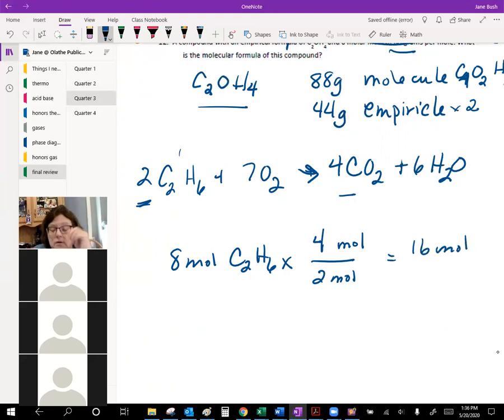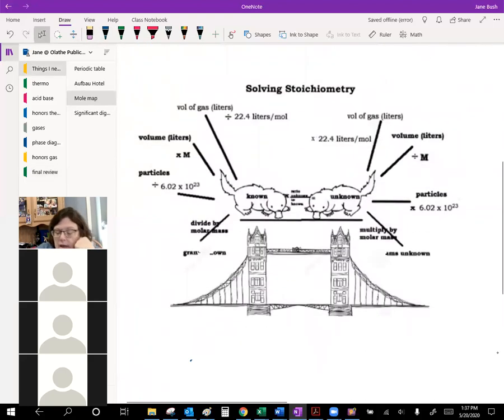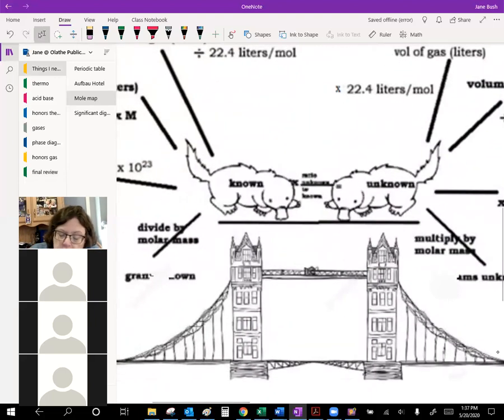The other way you can do it is you can go, well, I'm starting out with 8 moles of this. Normally 2 is going to give me 4. What's 8 going to give me? It's going to give you the same thing. It's just a ratio. This is just rearranged in this format. And that's what I'm using when I look at the bridge. This is the known amount.